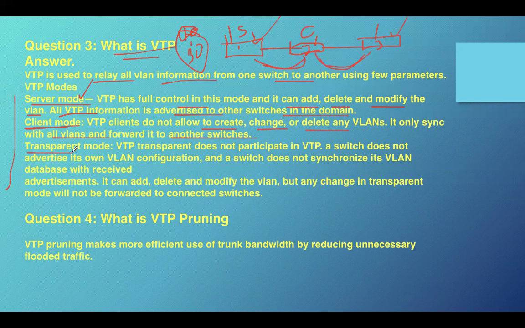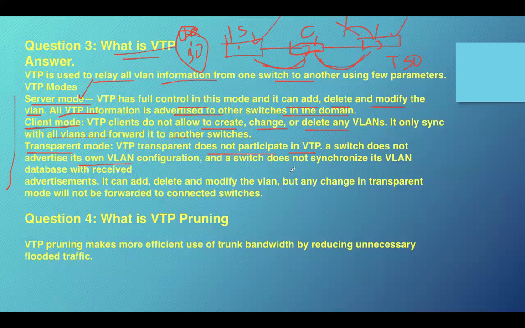The third mode is transparent mode. Here also we have full control, but VTP transparent does not participate in VTP. It becomes a standalone. So whatever changes you make on the transparent switch, for example, you configure it in transparent mode and create VLAN 50, this VLAN 50 would not be replicated to any switch. That is why it is local to the switch.